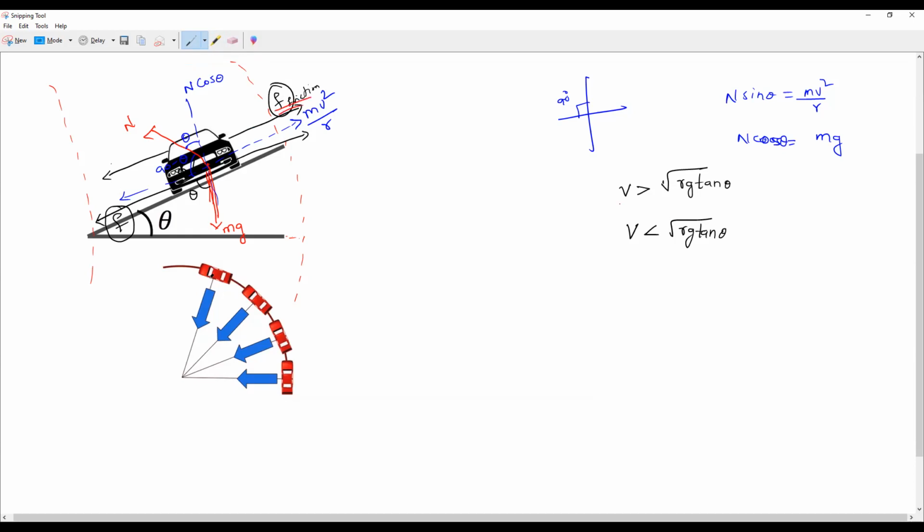Okay. So if v is greater than root over rg tan theta, then friction will be in the downward direction and skidding will be in the upward direction. If v is less than root over rg tan theta, the body will skid in the downward direction, and force of friction will act in the upward direction. Are you clear, everybody?